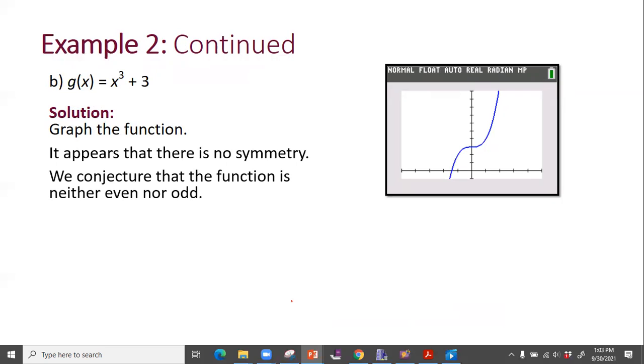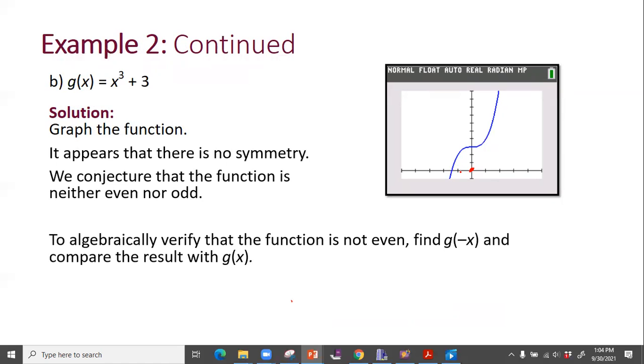So we can conjecture that it's odd, but once we graph it, we can see that it's neither odd nor even, because it lacks that rotational origin symmetry, right? This little piece right here, if it went through the origin, cool. Does it touch here? No. Okay.